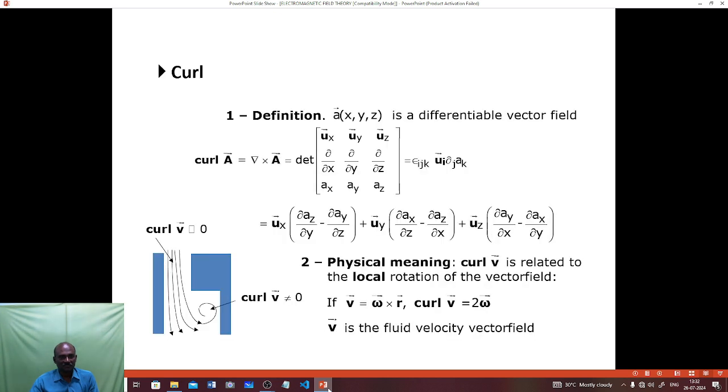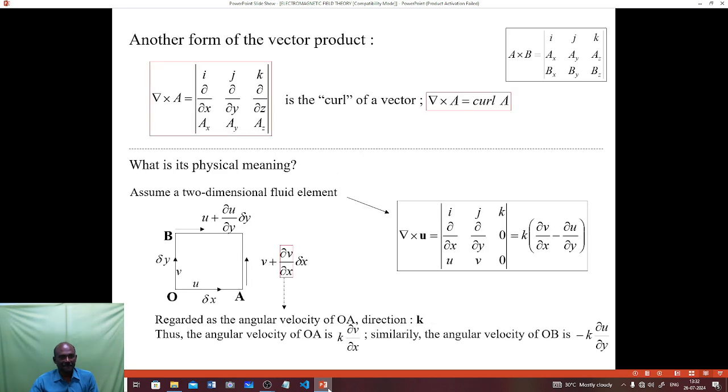So it's a cross product between. So what is the physical meaning of the curl?